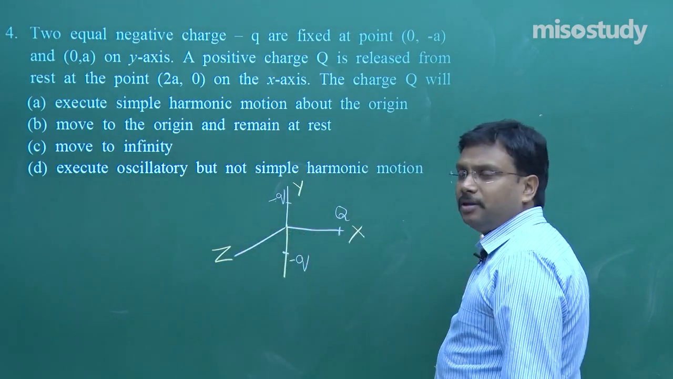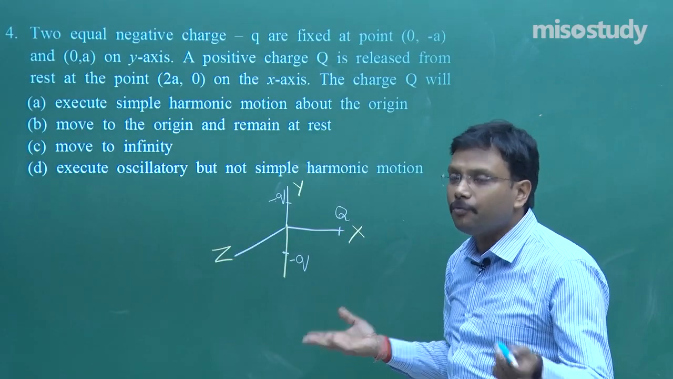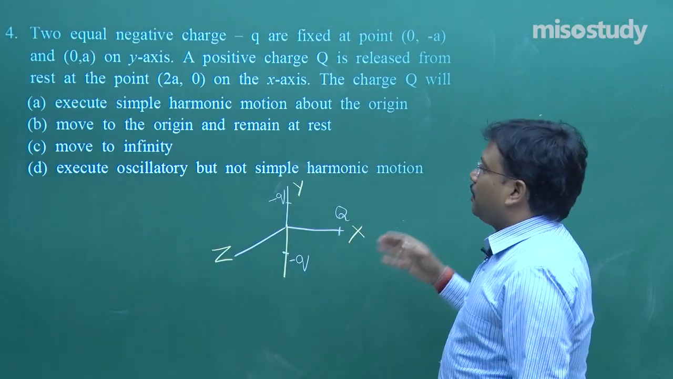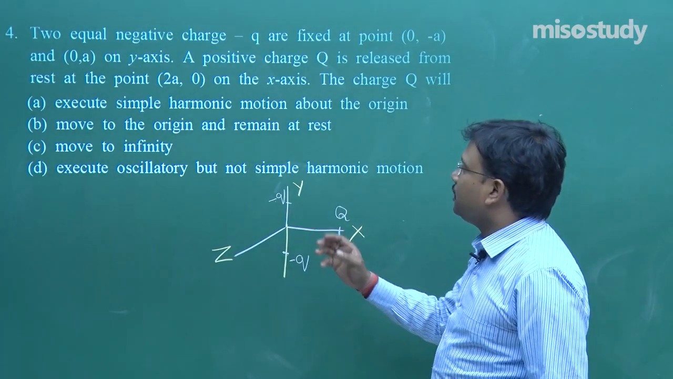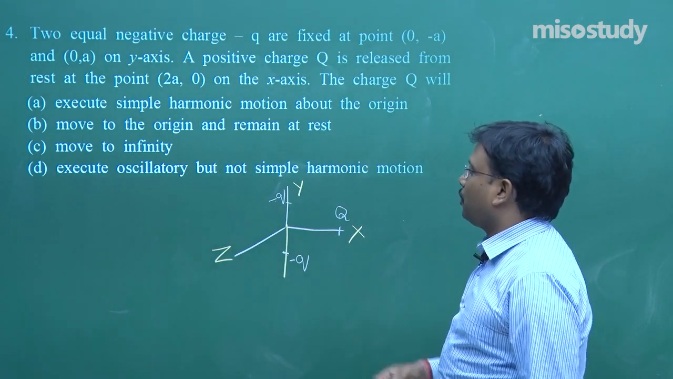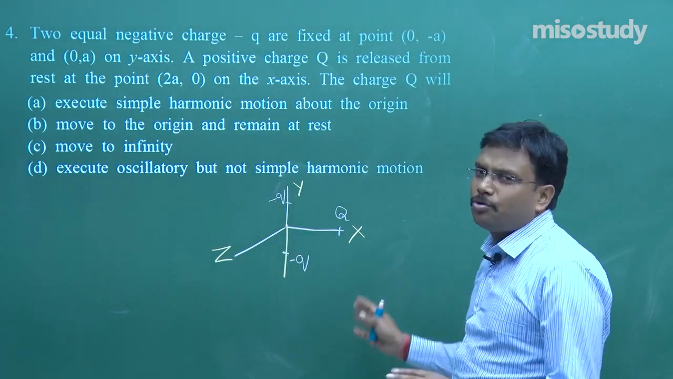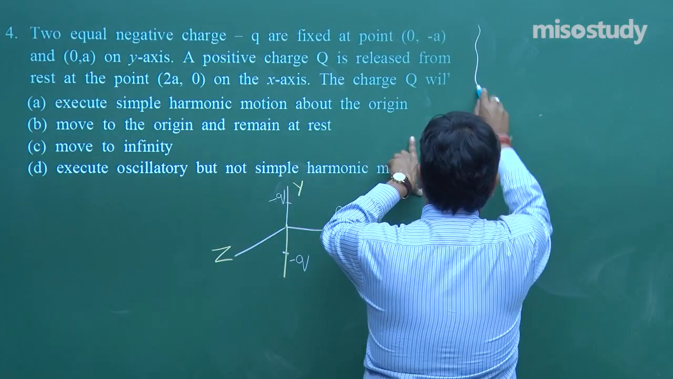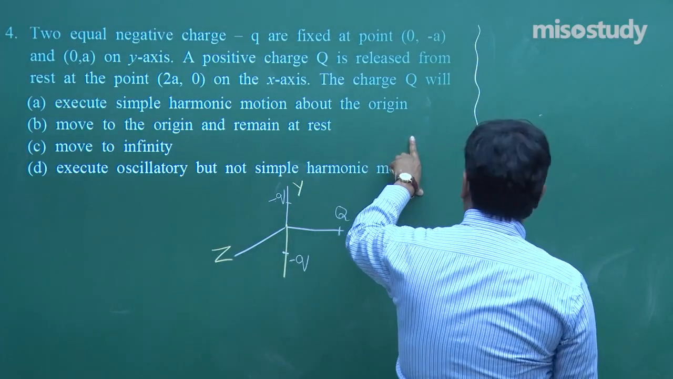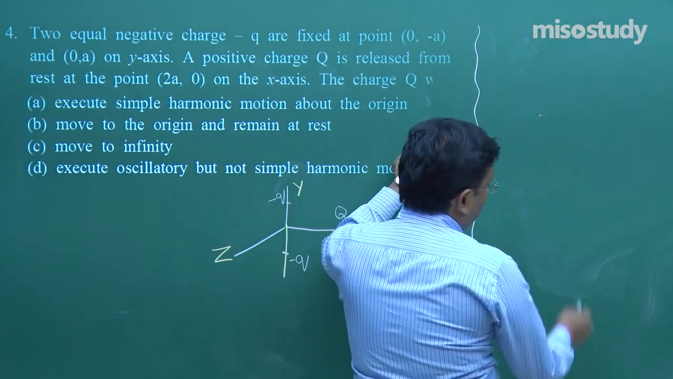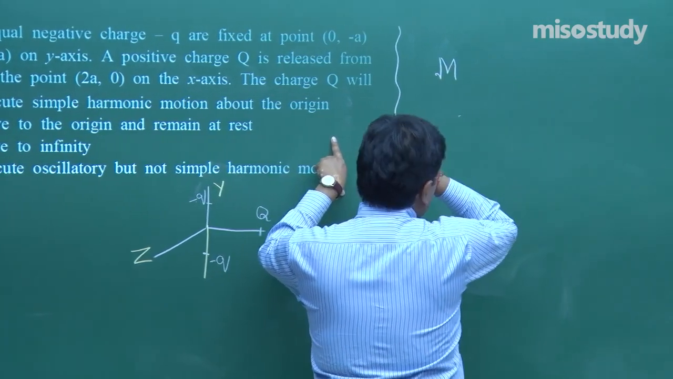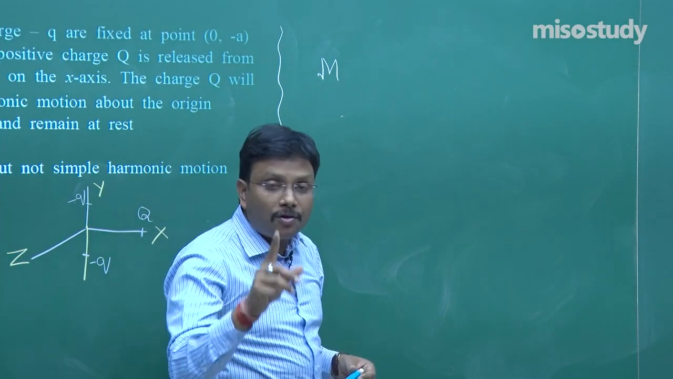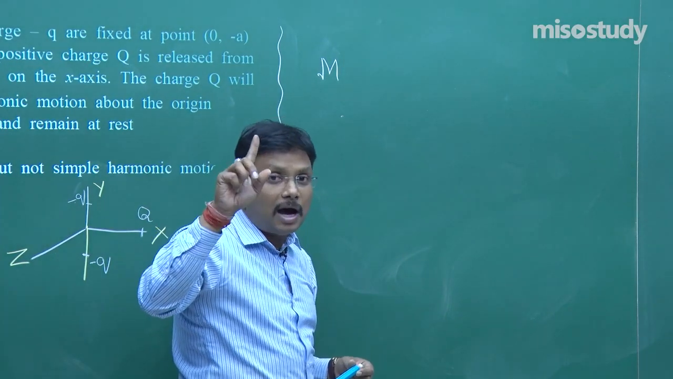Obviously, it will not go in this direction, not in this direction, and so on and so forth. The charge Q will do what? Execute simple harmonic motion, move to origin, remain at rest, move to infinity, execute oscillatory motion, and so on and so forth. So many options are given, very simple. So, now allow me to explain the solution of this problem. In this particular question, this question is from Electrostatics, but they used your concepts of simple harmonic motion from class 11th.